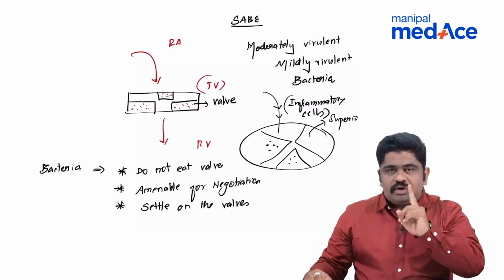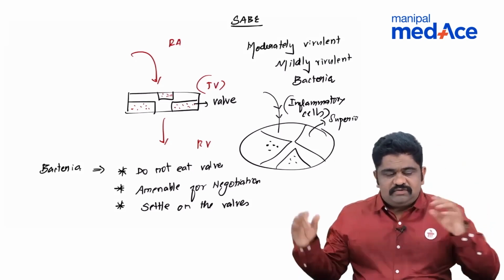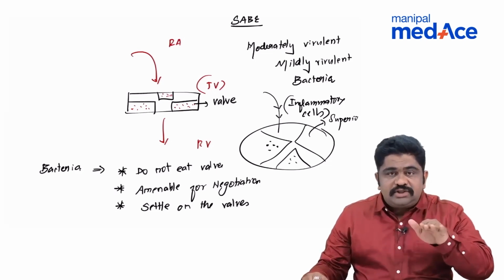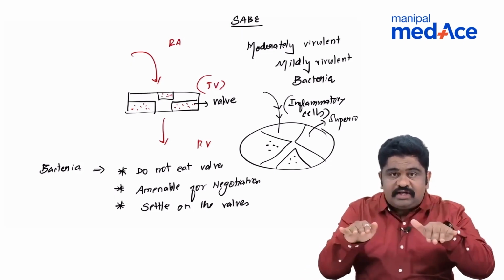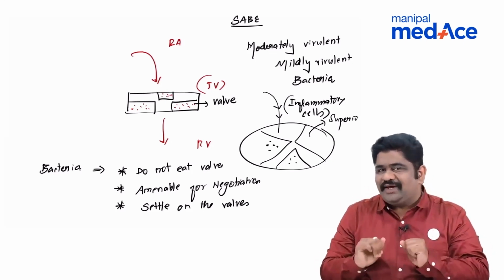If it was Staphylococcus aureus and it sits on the valve, if it is highly virulent and coagulase positive, when the WBCs come and say, hey, what's up? Why are you standing here? They will not listen to the WBCs. They will in fact destroy the WBCs. They are leukocidal in nature and they will destroy the valves and eat them. But these organisms are not so highly virulent, right?